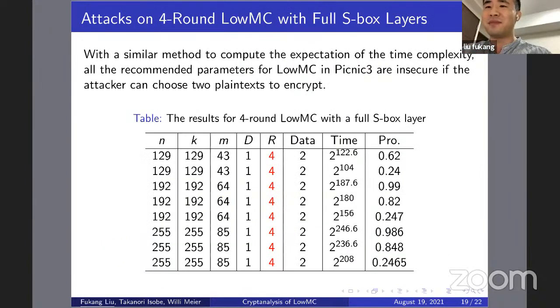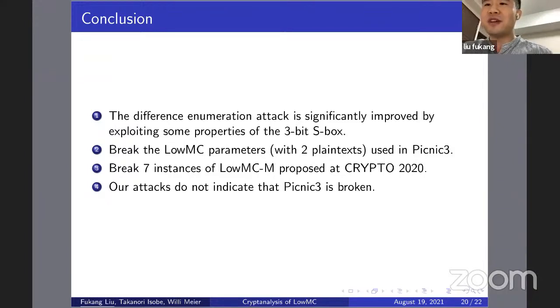So you can find from this table that our attacks are much more efficient than the exhaustive key search attack, and the memory complexity is negligible. So in conclusion, the difference enumeration attack proposed in 2018 is significantly improved by exploiting some properties of the 3-bit S-box. Second, we break the LMC parameters with 2 children plaintexts used in Picnic 3. Third, we break 7 instances of LMCM.